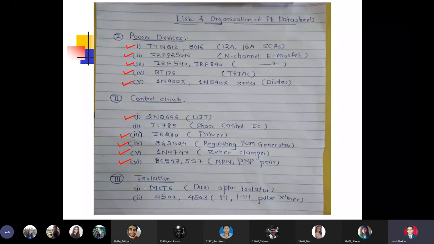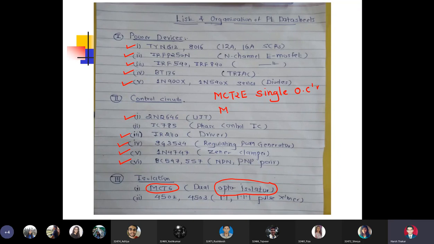totem pole. For isolation, as I told you, in one kit we have used an opto isolator, but this opto isolator is not MCT2E, it is MCT6. So the difference is, MCT2E is a single optocoupler, and when you combine two such optocouplers in a single IC, it becomes a dual optocoupler. So we have used dual optocouplers in the inverter kit, and as far as pulse transformers are concerned, we have used two types: 1:1, that is 4502, and 1:1:1, which is 4503.